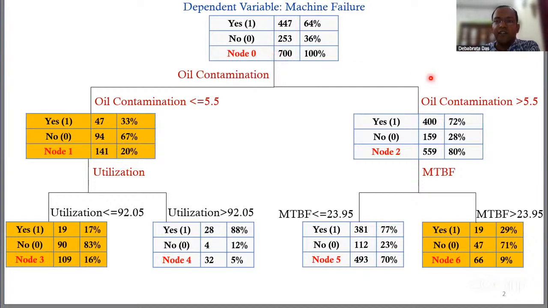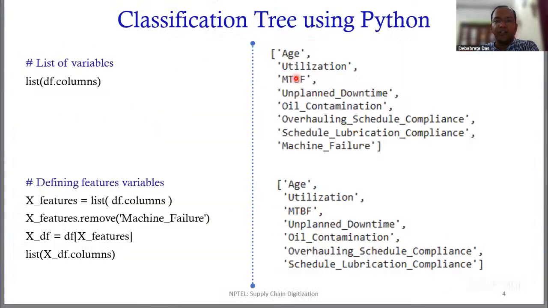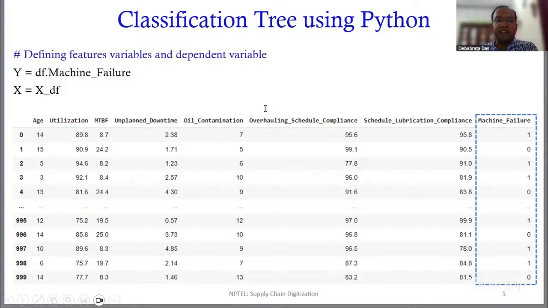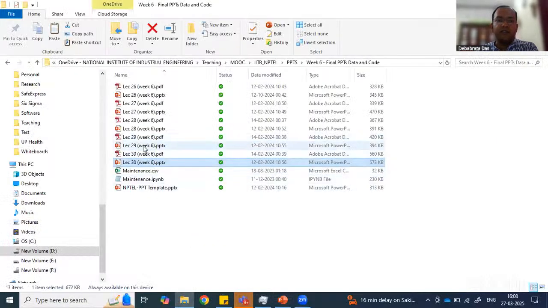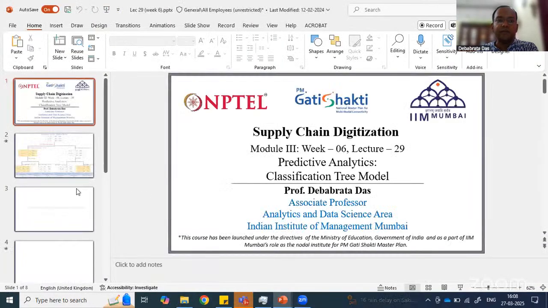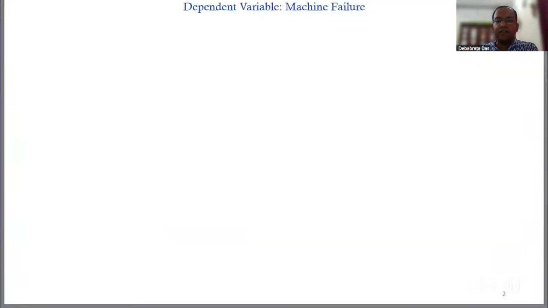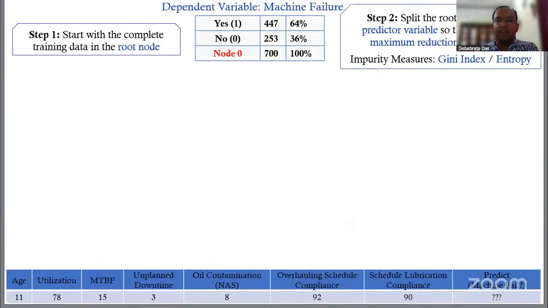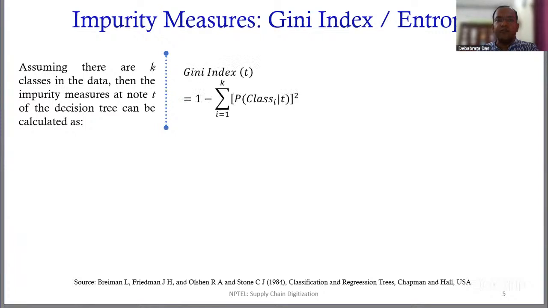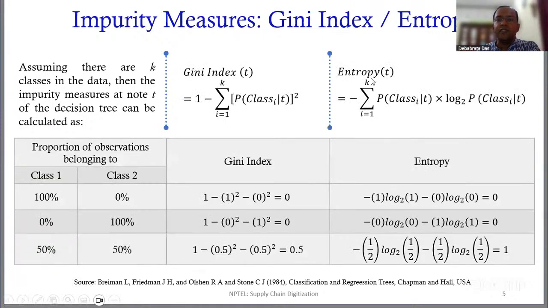Now the question is why oil contamination? Why not oil utilization? Why not MTBF and so on? For that, there's a concept called impurity, reduction in impurity. There are two methods to capture impurity. One is Gini index and another one is entropy. That has been already taught in the previous lecture, not in this lecture. So I'll open that slide also so that you get some idea. For that, we need to understand these two concepts, Gini index and entropy, which were taught in lecture number 29, the previous lecture.